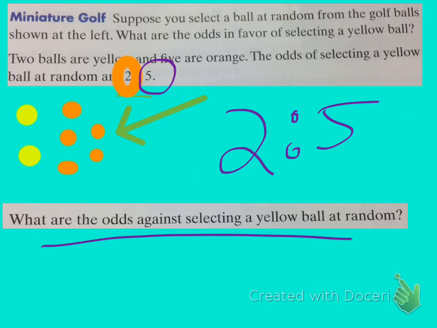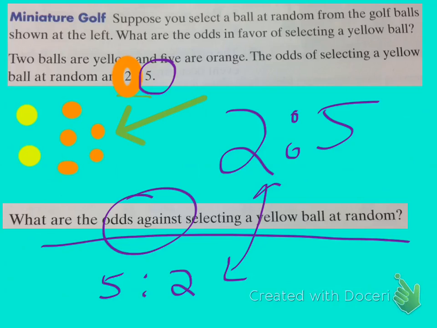Now this one says we want to do the odds against. The odds against would be the number of unfavorable, which would be 5, and the number of favorable, which would be 2. So it's 5 to 2. It's the direct opposite of this one.